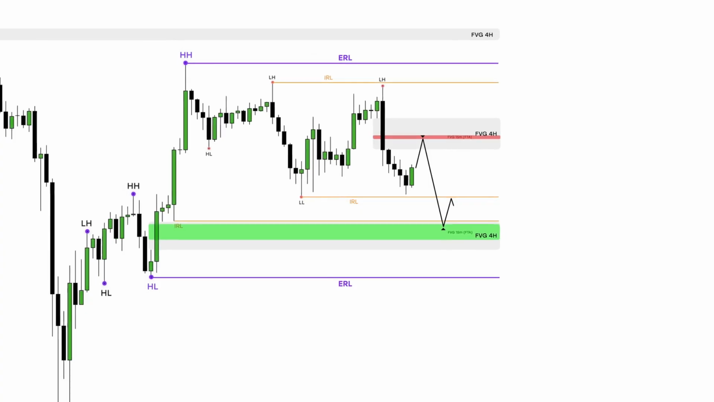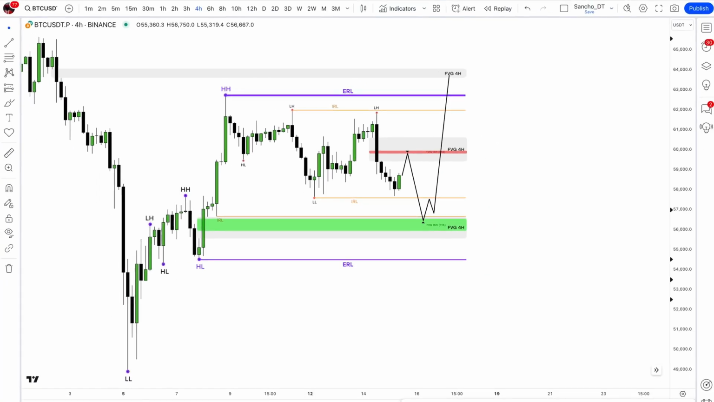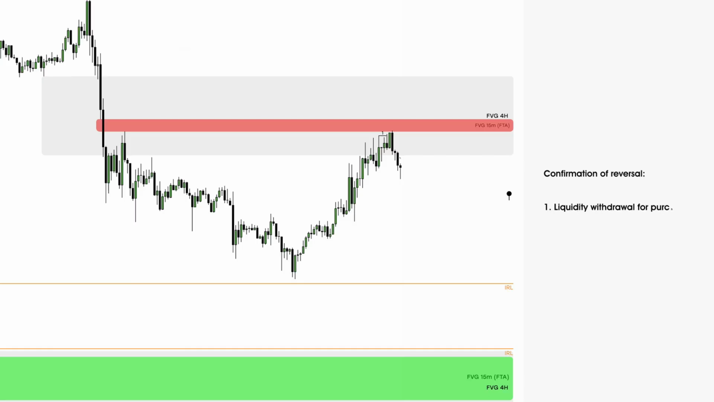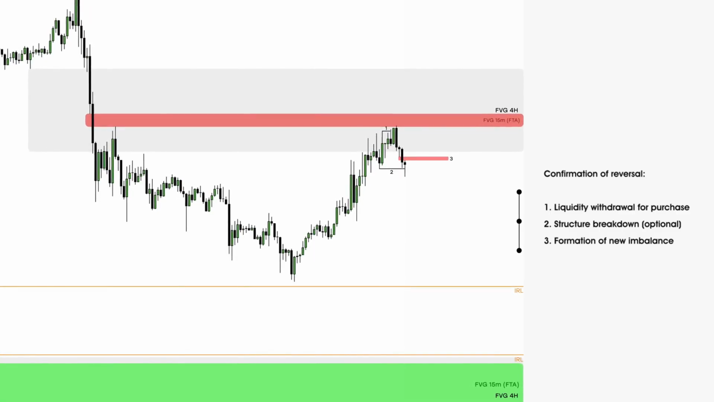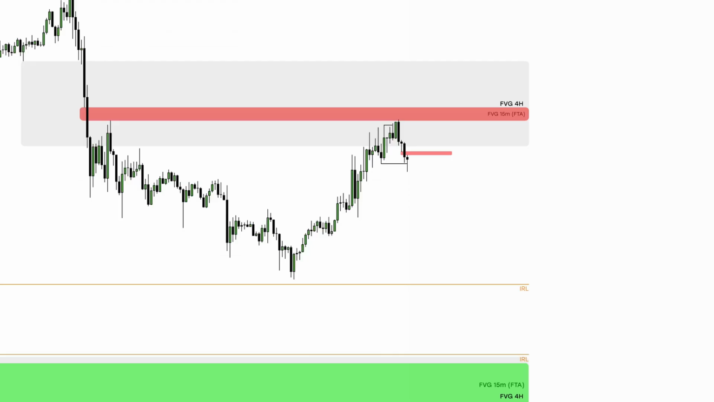The goal in this case will be the beginning of the 15-minute bullish imbalance, which could become a zone for an upward reversal. To confirm a reversal, focus on three main factors: liquidation of buy-side liquidity, a sharp price drop with a break of structure, and the formation of a new bearish imbalance, signaling the start of a downward movement. Even if the structure break doesn't occur, the bearish imbalance itself is a sufficient early reversal signal. In such a case, place a limit order to enter short at the beginning of the zone of interest.